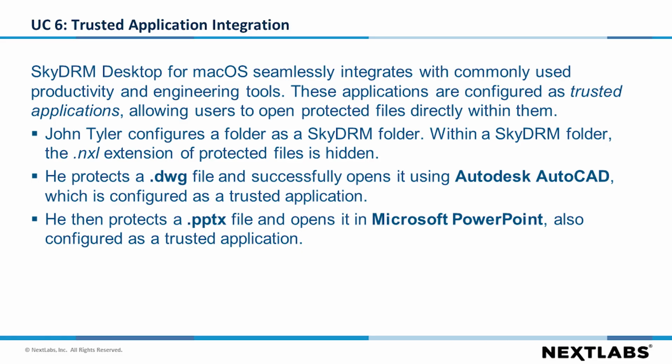John Tyler configures a folder as a SkyDRM folder. Within a SkyDRM folder, the .nxl extension of protected files is hidden. He protects a .dwg file and successfully opens it using Autodesk AutoCAD, which is configured as a trusted application. He then protects a .pptx file and opens it in Microsoft PowerPoint, also configured as a trusted application.